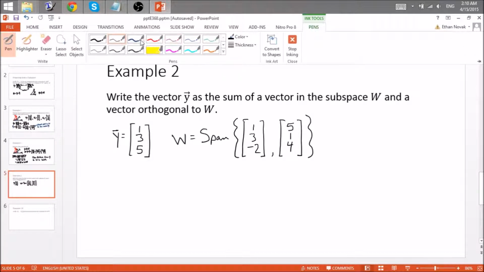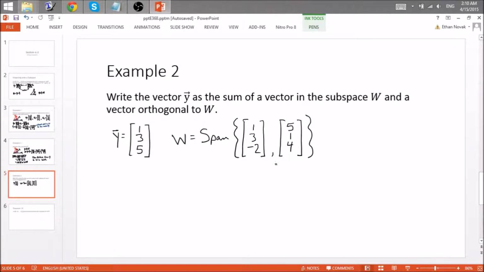Here we have our subspace W spanned by these two vectors, and we have our vector y, which we would like to express as the sum of a vector in the subspace W and a vector that is orthogonal to W. Notice that the vector orthogonal to W is going to be the vector z, and the vector which is in W is the vector y hat, which we will compute through an orthogonal projection. So this one is in W, and this one is in W perp.